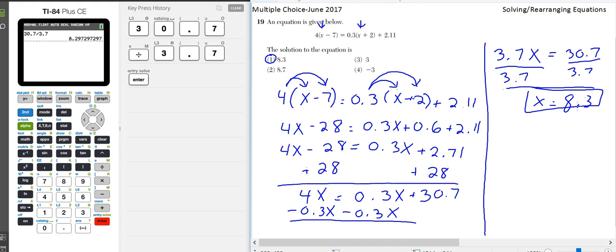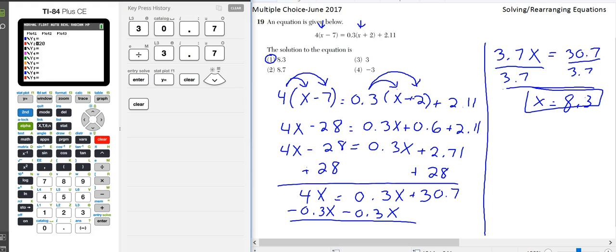Another way you could have solved this question is by graphing it on your calculator. Let's clear out what we have here. And we're going to enter in the whole left-hand side of the equation as y sub 1. We're going to enter the whole right-hand side of the equation as y sub 2. And we're going to see where they intersect. Wherever they intersect, that's what x is equal to. The x coordinate of where they intersect is what x is equal to.